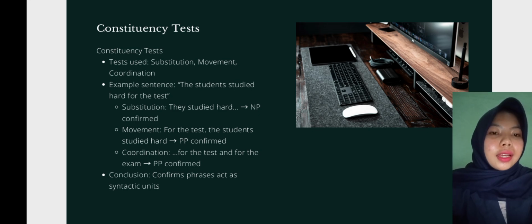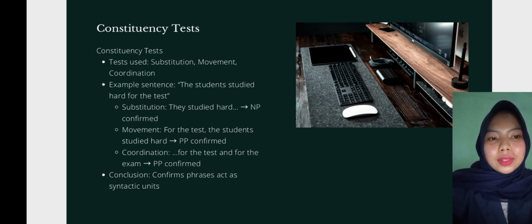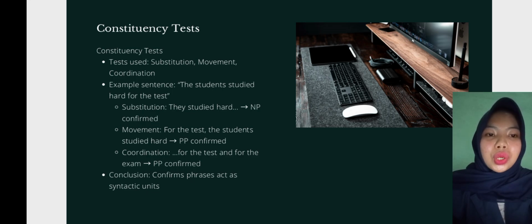Okay, next. To check if groups of words truly form constituents, I use several constituency tests. The first is the substitution test, which is replacing a phrase with a pronoun. The second is the movement test. It's moving a phrase to another position. And the last is the coordination test, which is joining two similar phrases with "and" or "or."